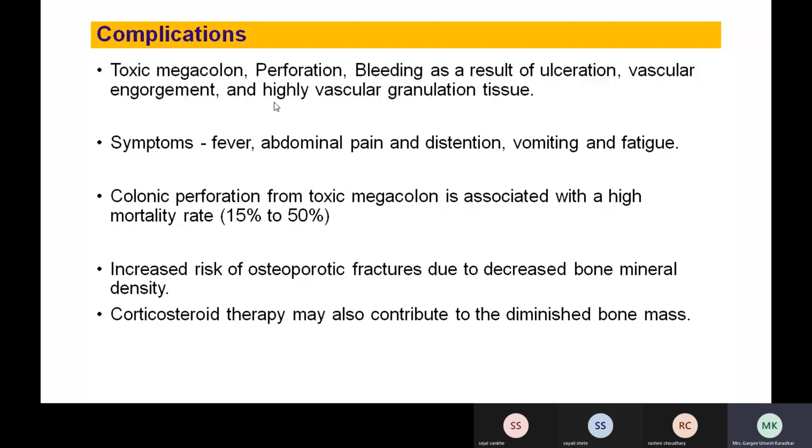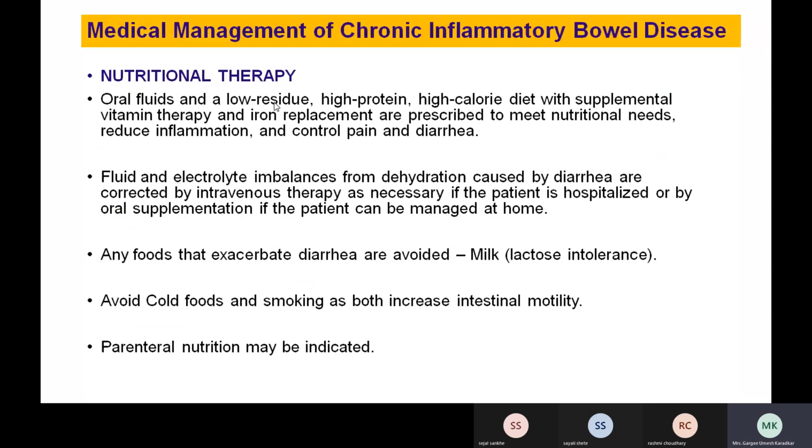And then there is increased risk of osteoporotic fractures due to decreased bone mineral density. Calcium intake is affected, so the absorption is affected. So the difference in the bone mineral densities may cause osteoporotic fractures to the patient. These patients may also be put on long-term corticosteroid therapy, and corticosteroid therapy has a side effect of diminished bone mass. So these would be the complications in these patients.